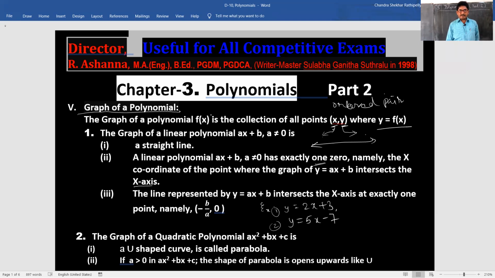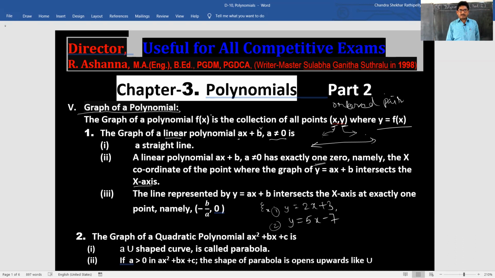So the graph of a linear polynomial ax plus b, a is not equal to 0. If we have 0 in place of a, that will be a constant polynomial. That's why we must indicate a is not equal to 0. This is the condition that must apply. Only then is this called a linear polynomial.